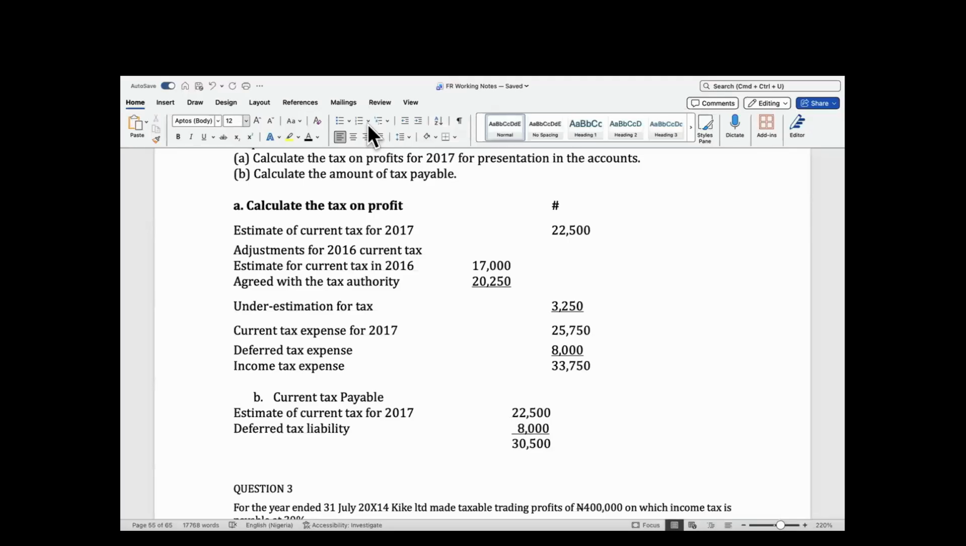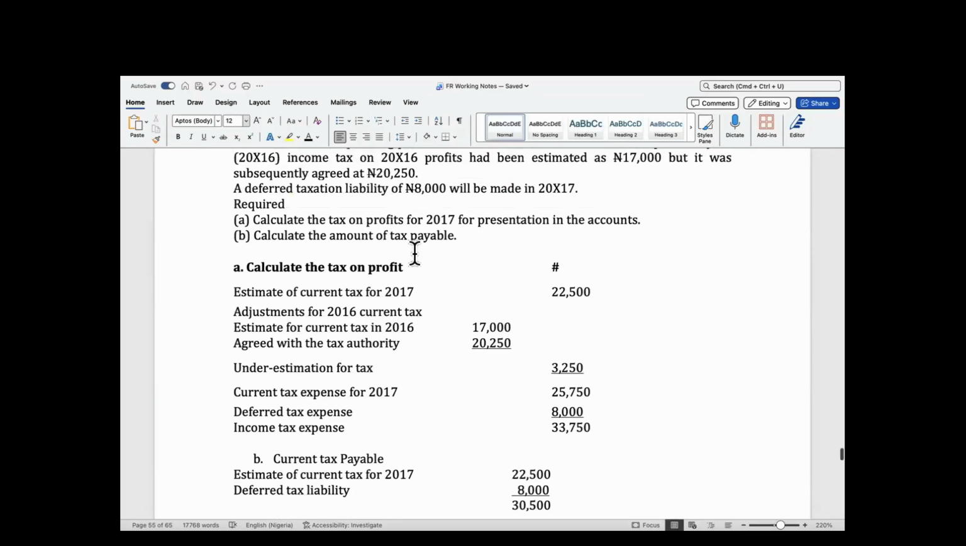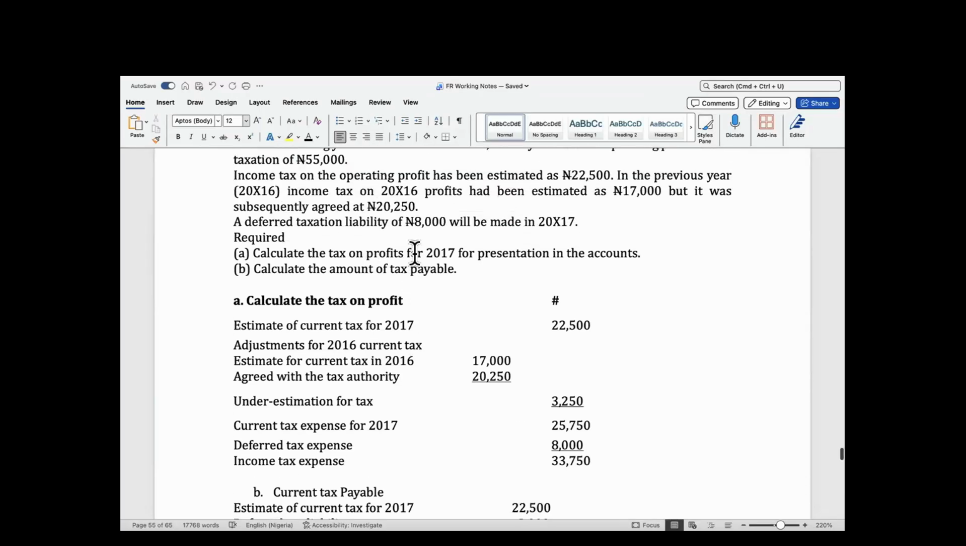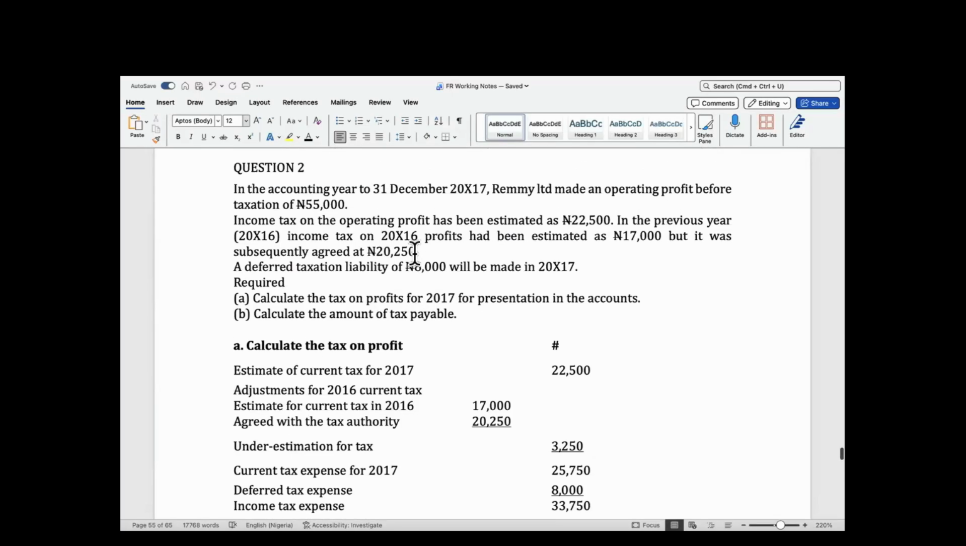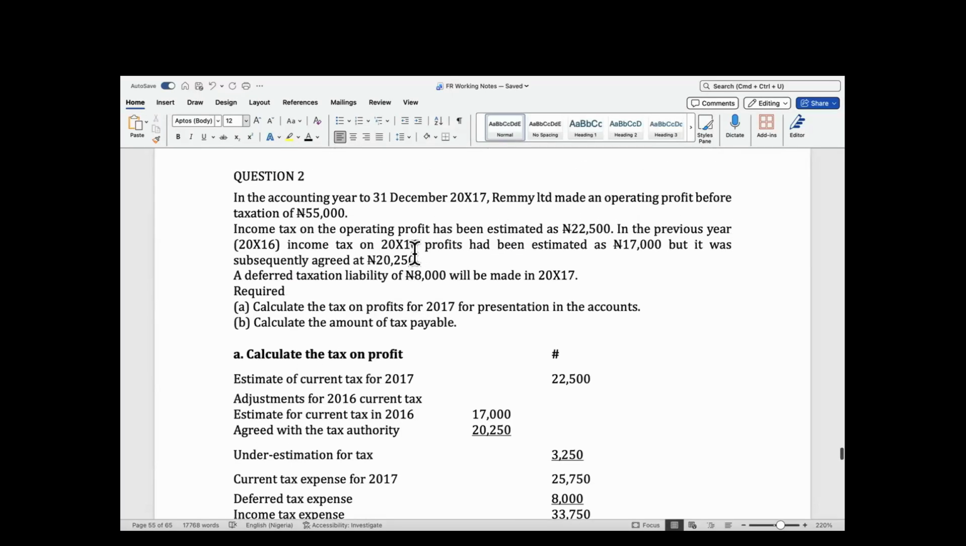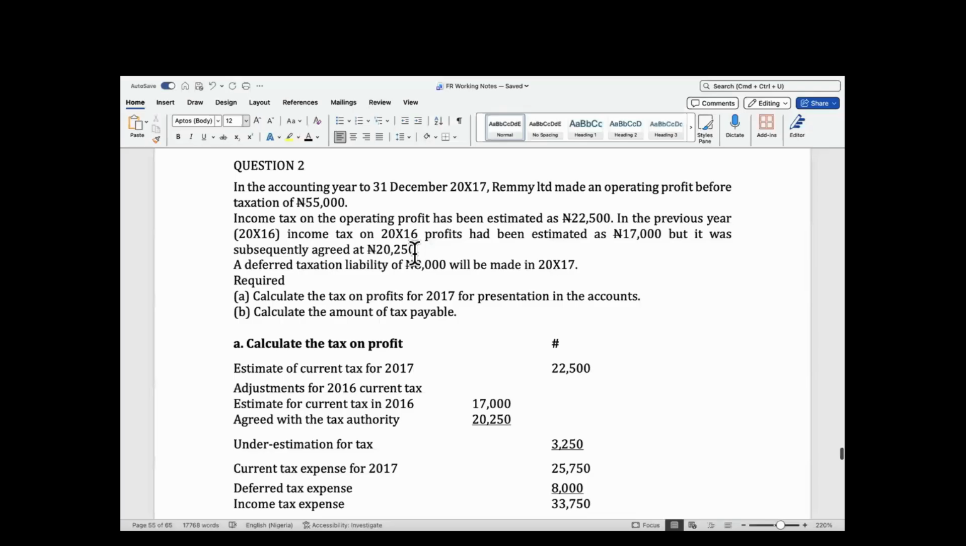So my question is around the deferred tax liability that was added. Our prior knowledge is that the tax charged to P&L is current tax and movement in the deferred tax. So now we were given 8,000. I'm guessing that we are assuming that at the beginning of the year the deferred tax liability was 0, so it increased to 8,000. That's why it was added.